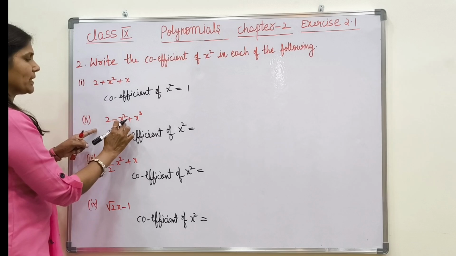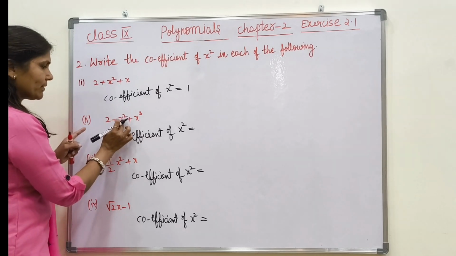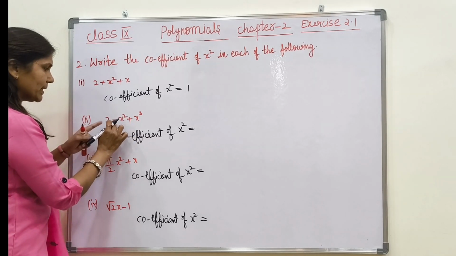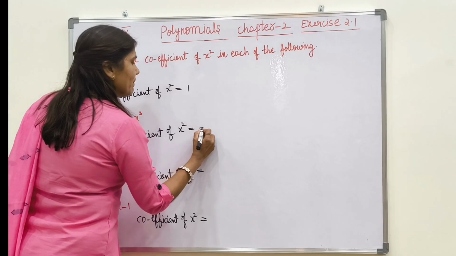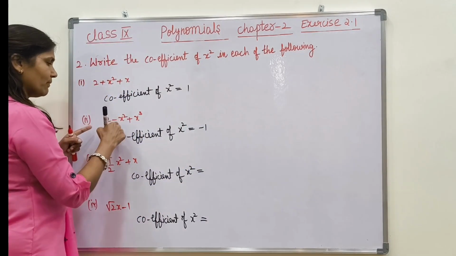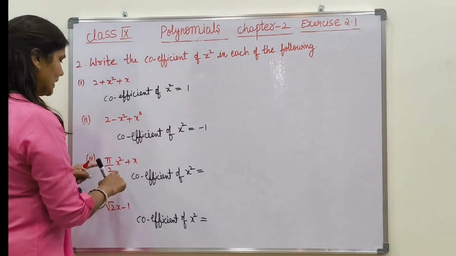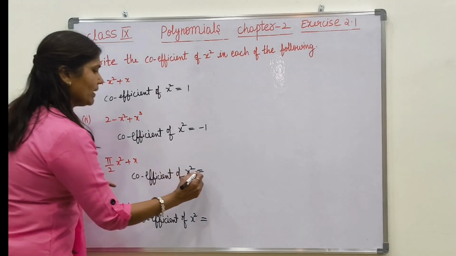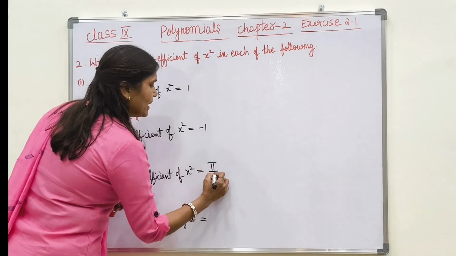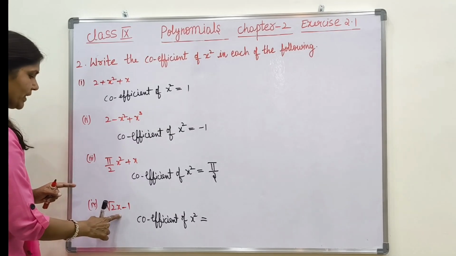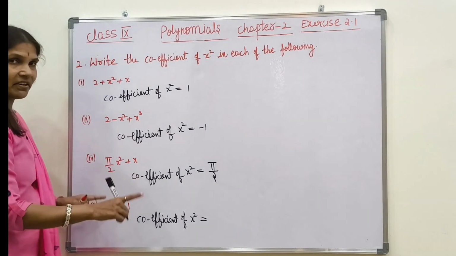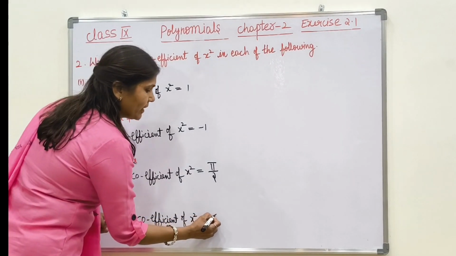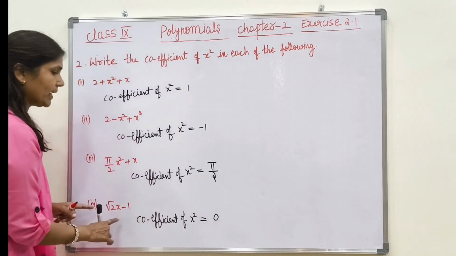Here see Baba, 2 minus x square plus x cube. X square backside any number not there means it is a 1. So it is a minus 1. Here no number, so 1, it is a minus 1 is the answer. See here, coefficient of x square backside number what is there? Pi by 2 is the answer. Next, here coefficient of x square here no mentioned. So what is the answer? Coefficient of x square is the 0.